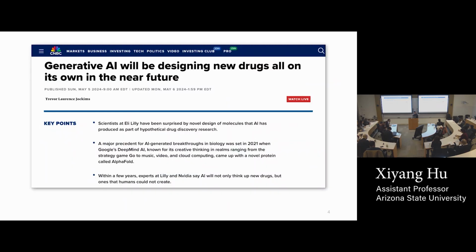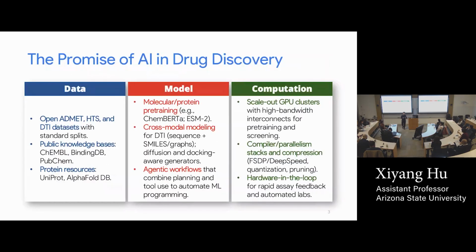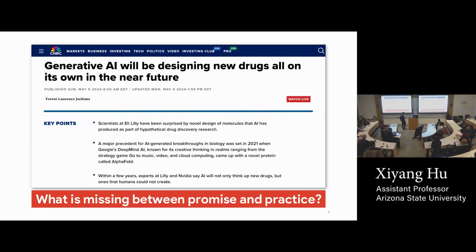So here's the thing. With this huge data, smarter models, and faster computation, you can see headlines today saying that in a few years, maybe AI will fully develop new drugs totally on its own. But in reality, we haven't seen such a huge impact so far. So the fundamental question is, if this is so promising, what is holding us back right now?